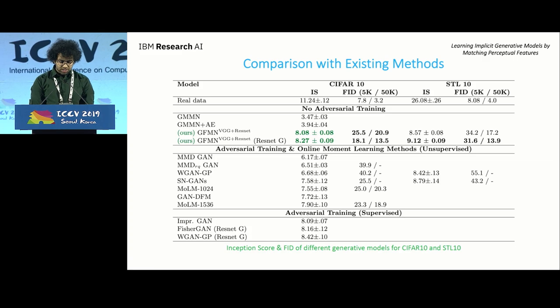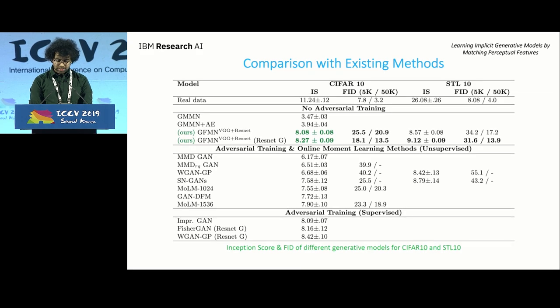We benchmark our results on CIFAR-10 and STL-10 datasets. In comparison with MMD-GAN, our model achieves much better inception score, while in comparison with other state-of-the-art GANs, we achieve better or comparable performance in both inception score and FID. Our best-performing model has feature extractors from both VGG-19 and ResNet-18 and a ResNet-like generator.